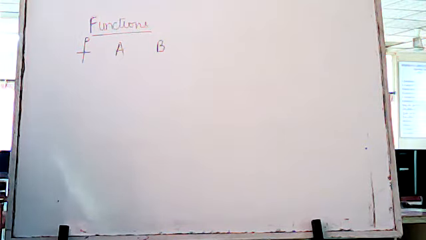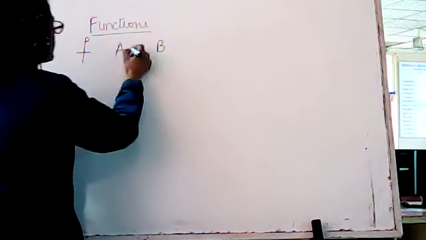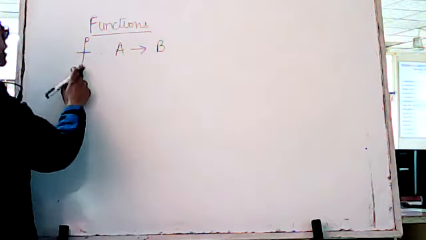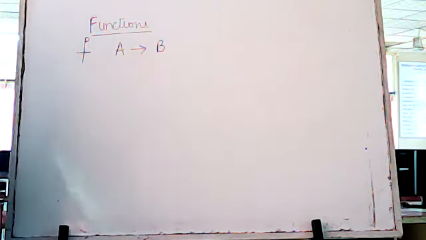It is denoted by f: A → B, like this. It means that f is a function from A to B.